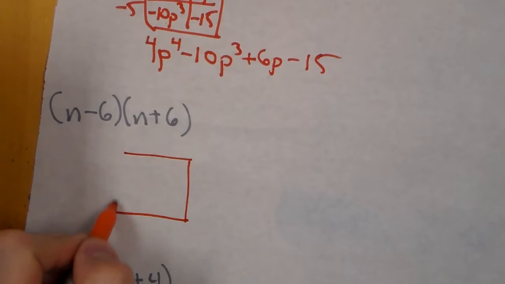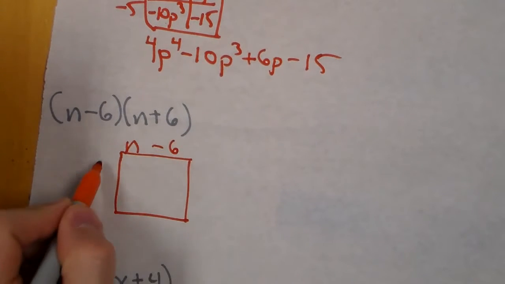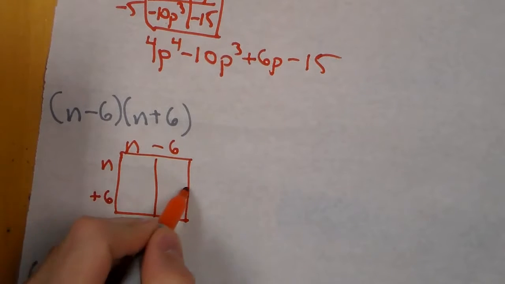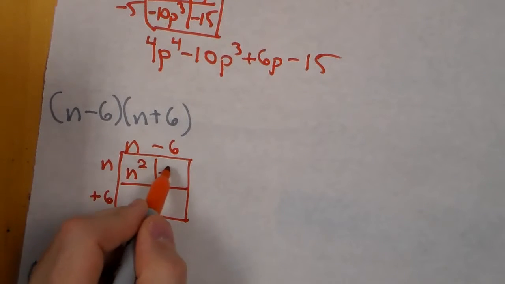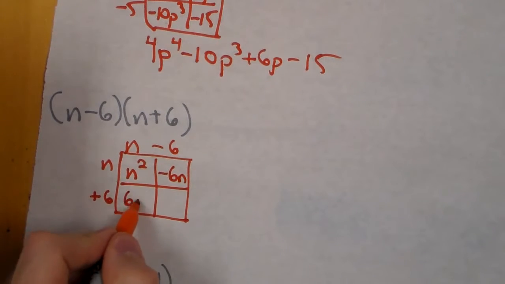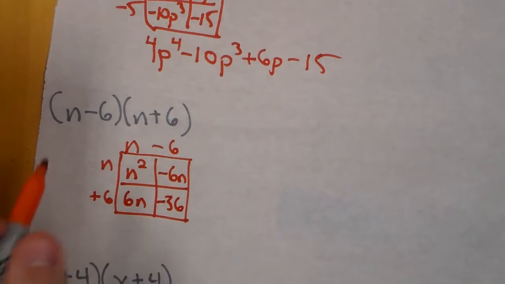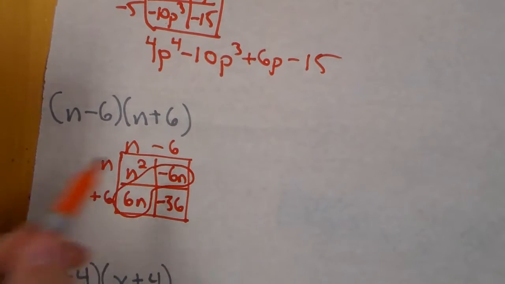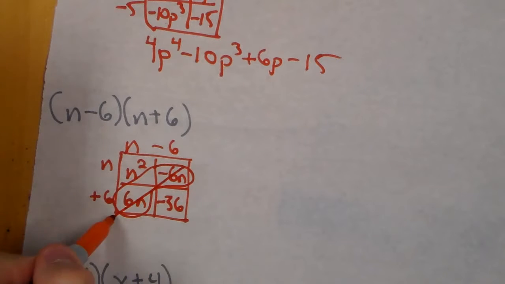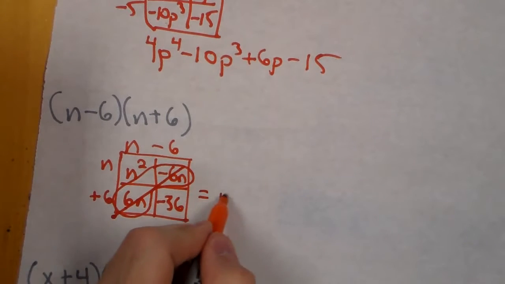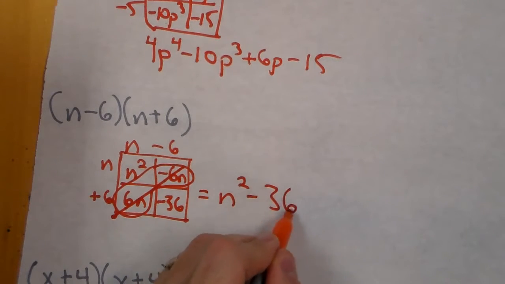Now what if we have n minus 6 and n plus 6? So very close to each other, one's just opposite signs. I get n squared minus 6n, positive 6n, and negative 36. What happens on the like terms here is 6n and negative 6n actually become 0. So it's going to be n squared minus 36.